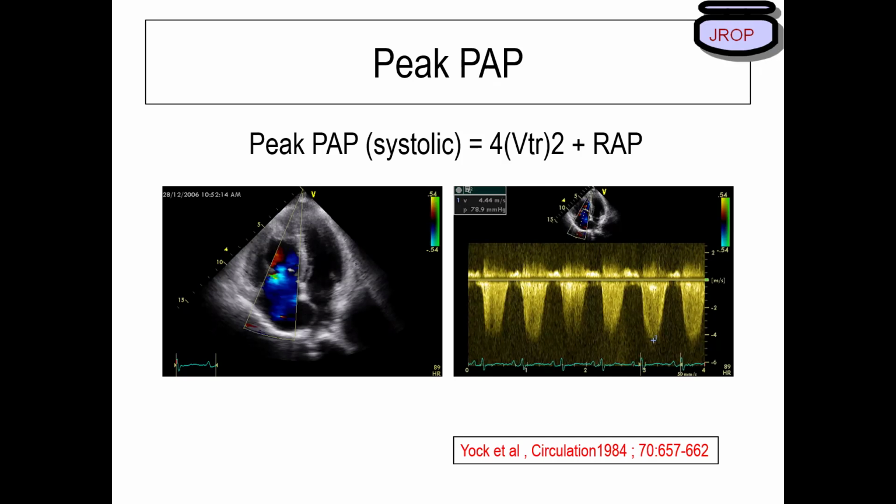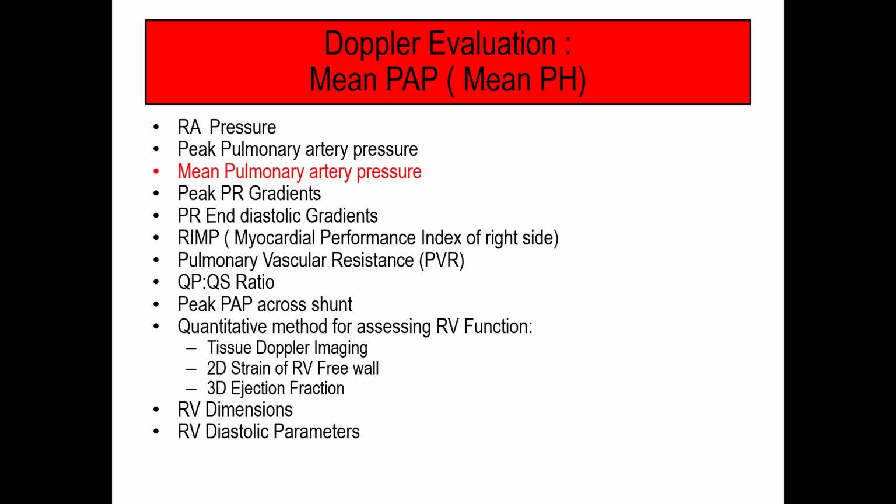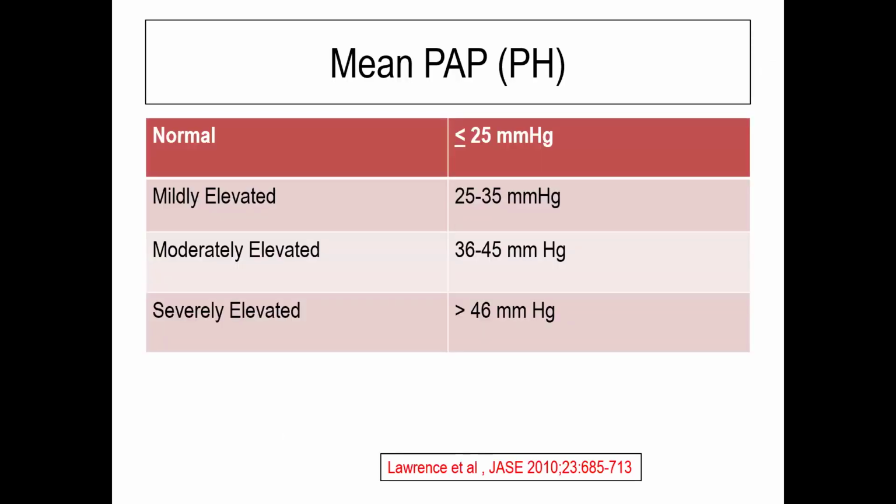But how do we get the mean pulmonary artery pressure? That is the most important thing. Because as I said, 21 to 24 is considered borderline, to be observed. More than 25 is elevated. And we have a temporary classification, given arbitrarily: more than 25 to 35, mild; 36 to 45, moderate; and more than 46 is severe pulmonary hypertension.